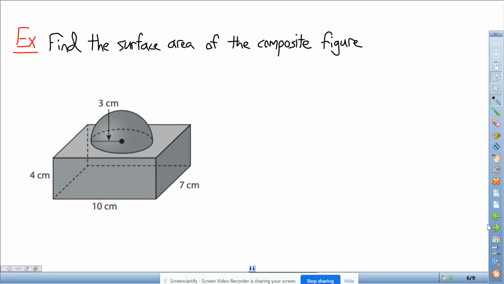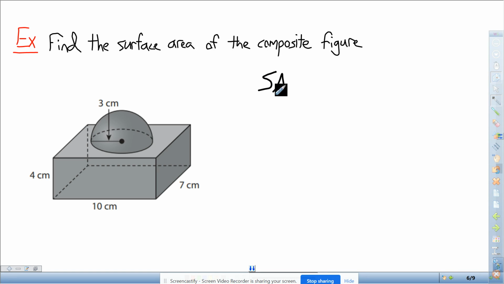Let's try a problem where it's asking us to find the surface area of the composite figure. So it wants us to find the surface area of this whole thing. And composite figure, you guys remember, is a figure that's made up of multiple solids. Here's what I noticed. Obviously, we have this prism on the bottom. Up on the top here, we have a hemisphere. So I'm looking to find the surface area of this whole thing. Let's start by finding the surface area of the prism.